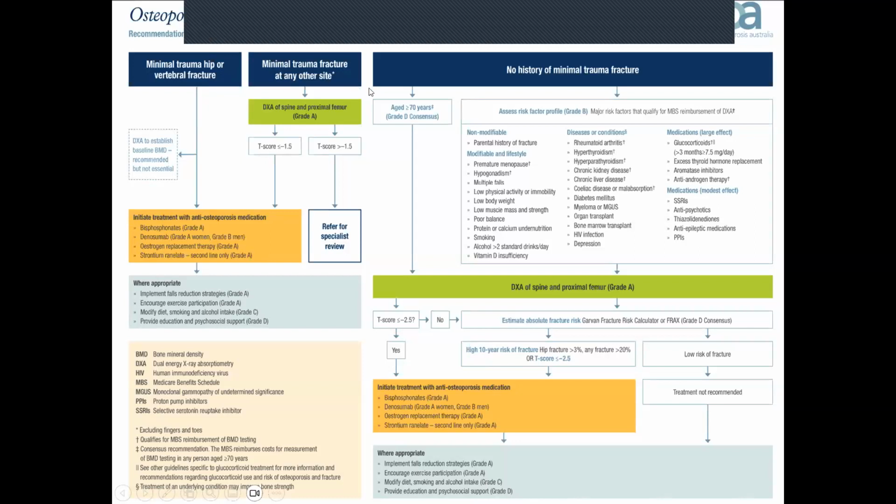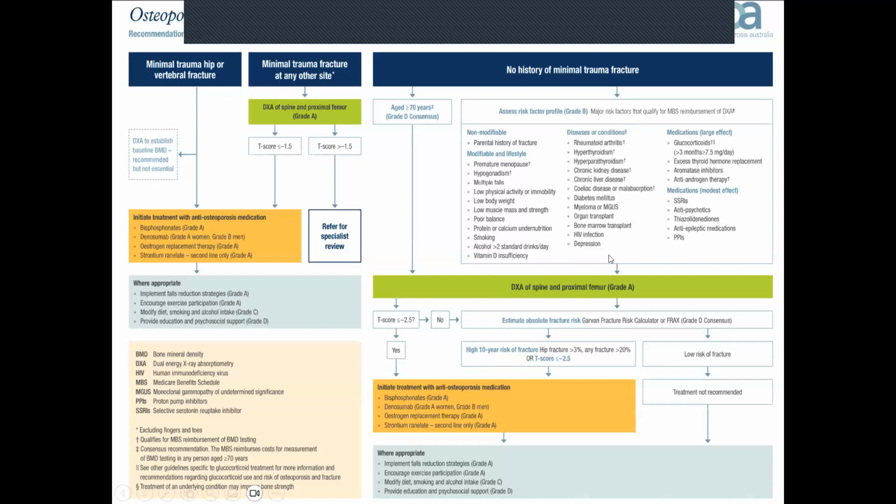If they have a minimal trauma fracture at any other site, other than the hip or vertebra, then you might want to consider referral for specialist review. The reason being that in most cases, there might be secondary causes for osteoporosis in these patients. You do not want to miss things like hyperparathyroidism or any localized disorders that can cause fractures at other sites. Osteogenesis imperfecta in the younger population can cause multiple fractures.